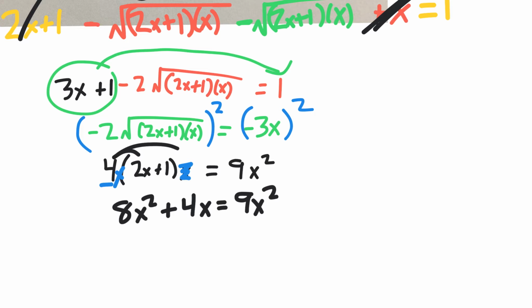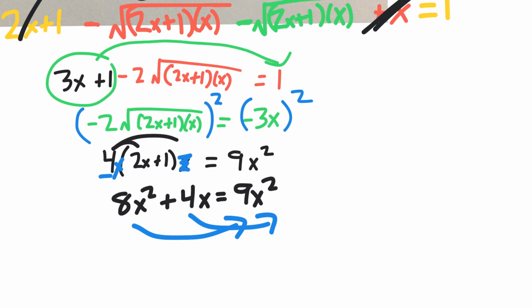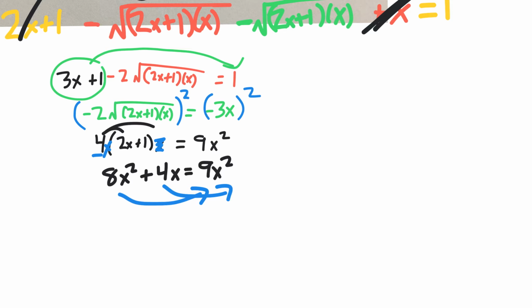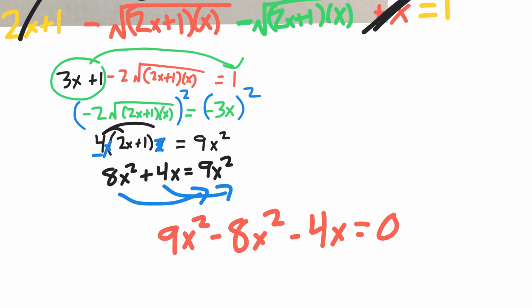Now get everything to the same side. So I'm going to move to the right because that has my bigger coefficient of the x squared term. That's going to give me 9x squared minus 8x squared minus 4x is equal to 0, which tells me x squared minus 4x is equal to 0.